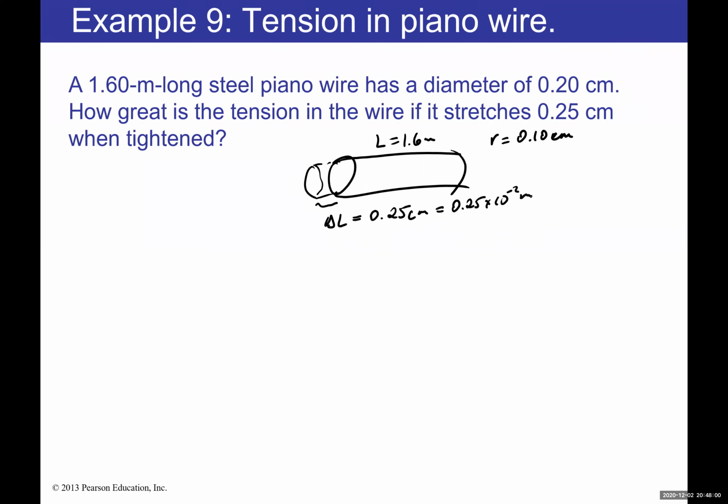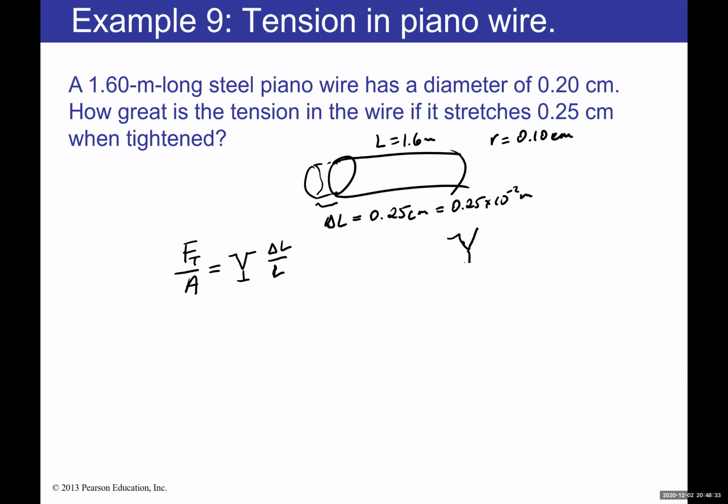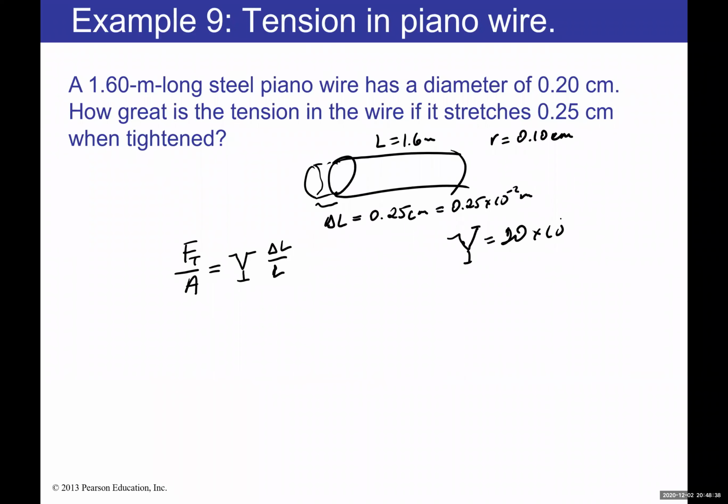Then from here, I can use this equation where F_t over area equals the Young modulus times delta L over L. One thing we can do here is keep the ratio of delta L over L in centimeters or in meters, it doesn't matter. So for the steel piano wire, we come back here and look at the table: for steel, it is 20 times 10 to the 10.